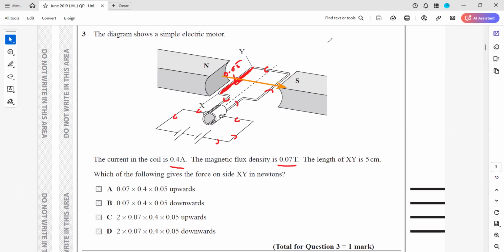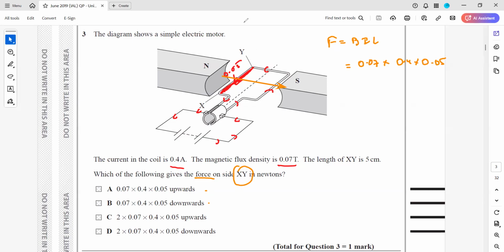So how will we work out the force? F equals BIL. The force on a wire in a magnetic field is BIL, where B is the strength of the magnetic field, 0.07, I is the current that is passing, 0.4, and L is the length of the wire which is in the magnetic field, so 0.05. So 0.07 times 0.4 times 0.05. So either A can be the answer or B, because we need only the force on side XY.